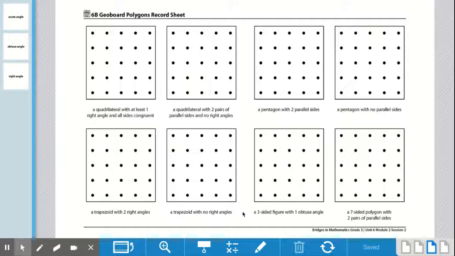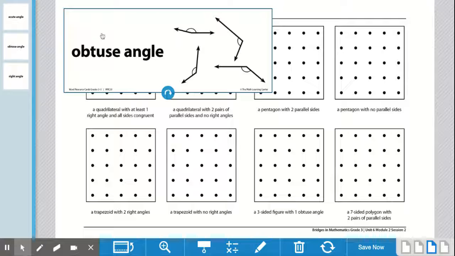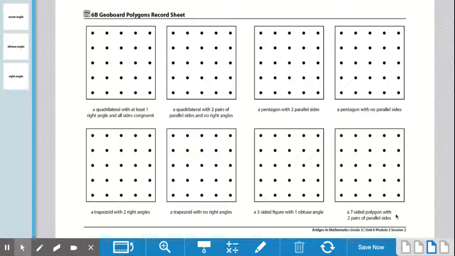Oh, obtuse angle, those are those big wide angles. And then a seven-sided polygon with two parallel sides. I only have to do one of these sheets, and same thing with you. You only have to do one of these sheets.